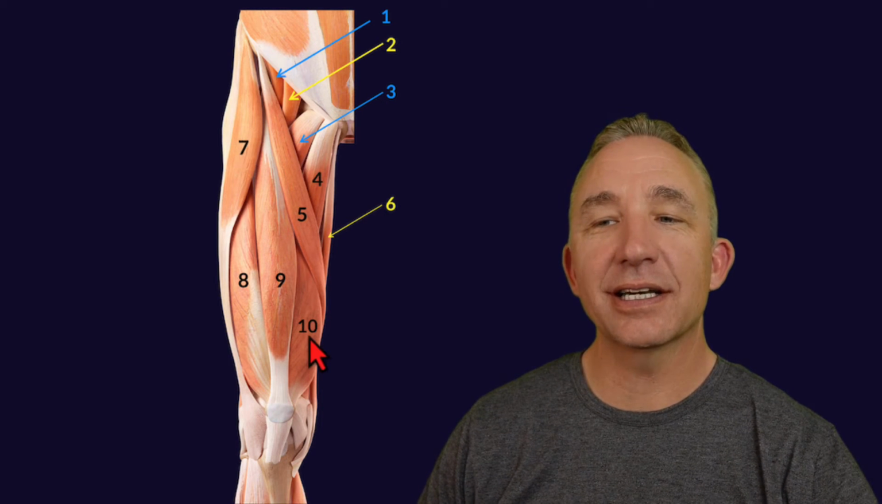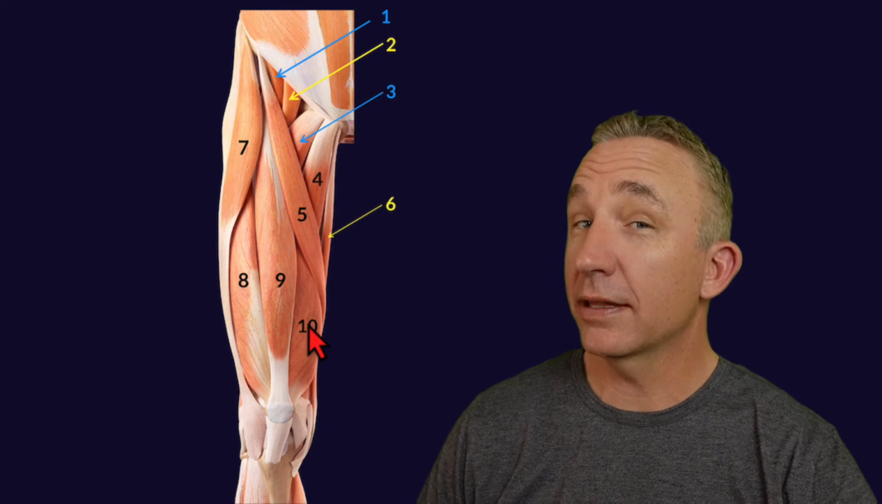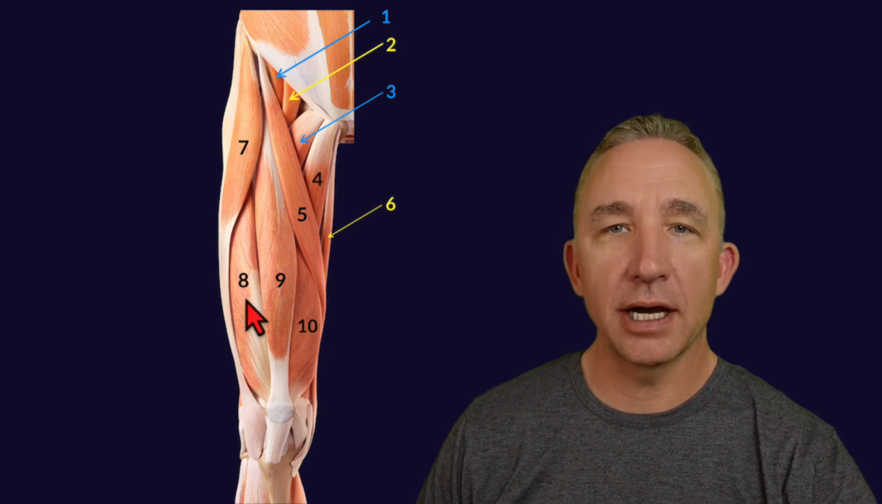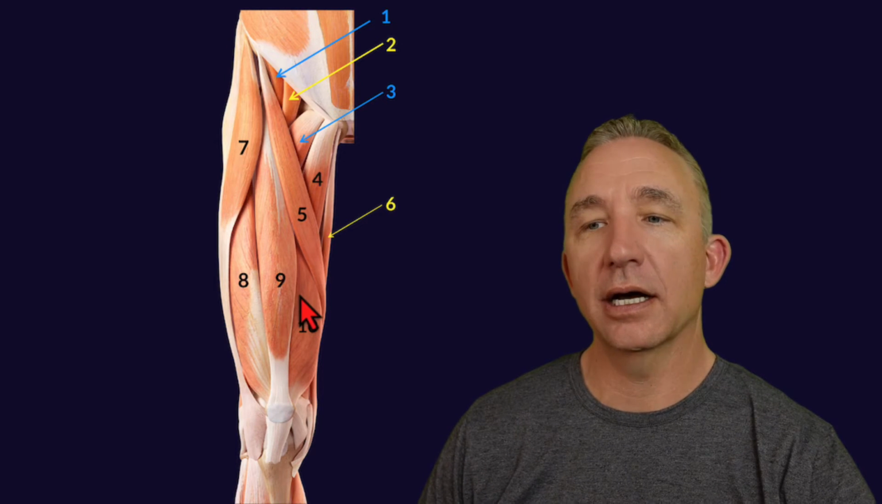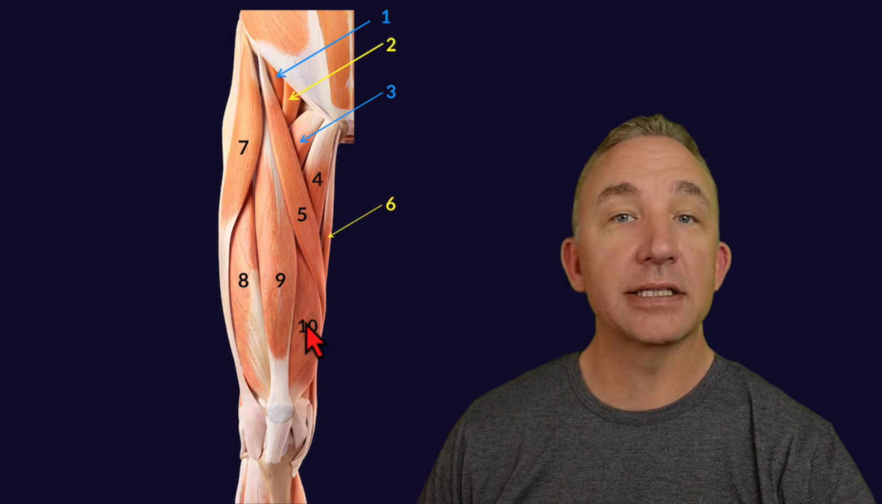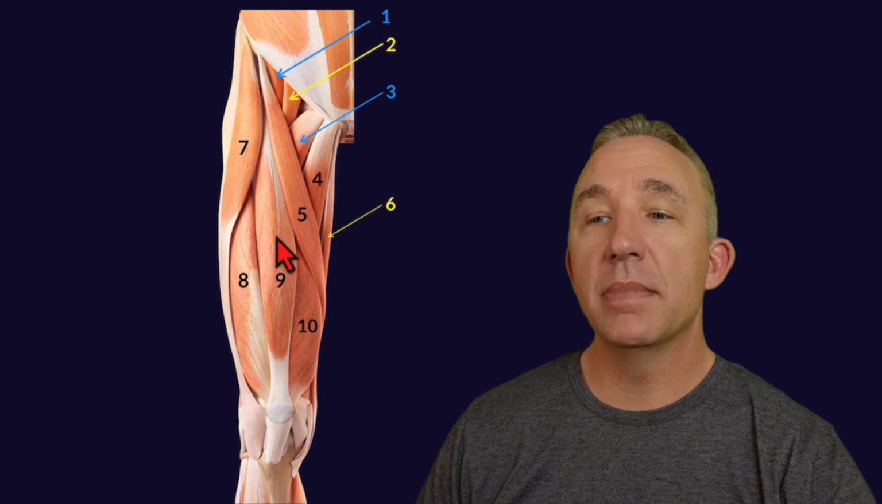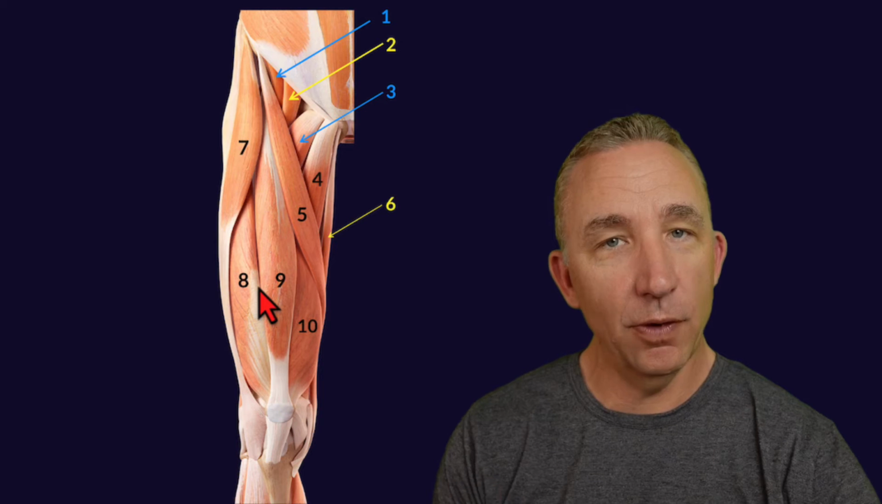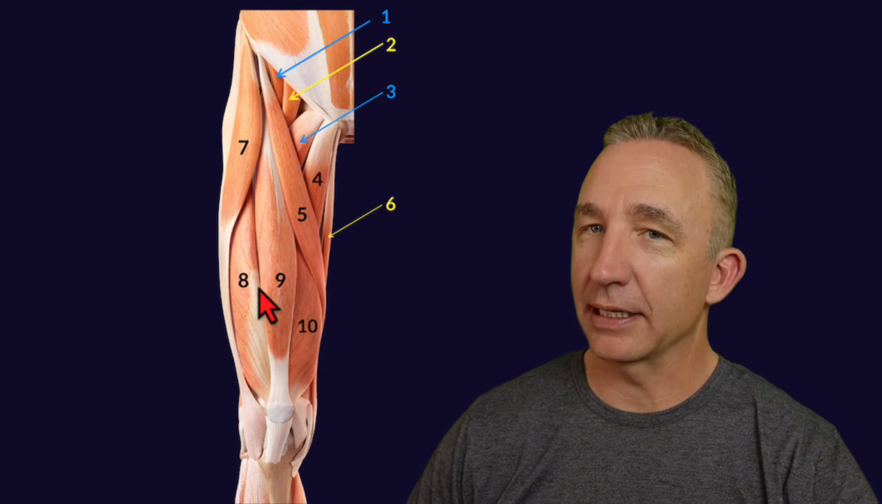And then we start to look at my quadriceps, and this is 3 of the 4 quadriceps, so 4 heads. On the lateral side, Vastus lateralis. On the medial side, number 10, Vastus medialis. In the middle, Rectus femoris. Deep to this would be number 4, Vastus intermedius.